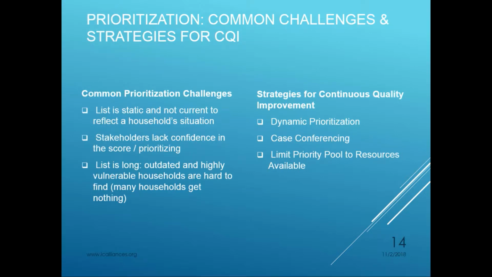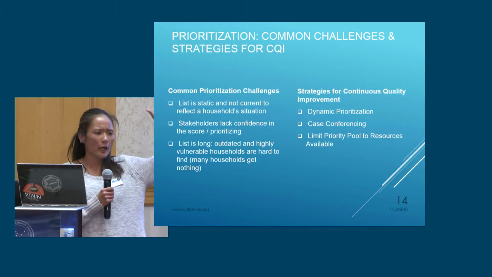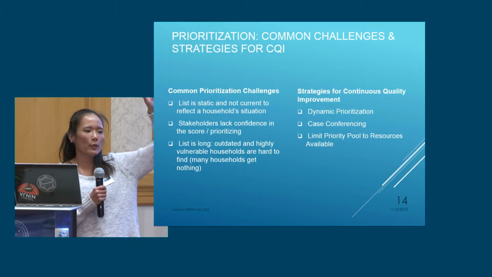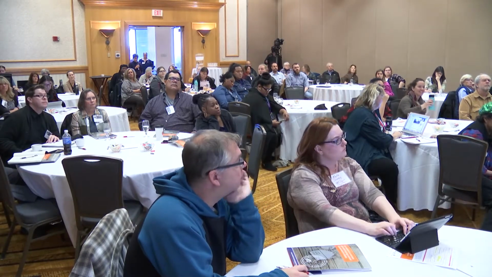So I think if you looked at the left-hand side of this, the common prioritization challenges, people who are already doing coordinated entry are very familiar with that list. So who in this room is already involved in a functional operating coordinated entry system, like right now, today? And who knows that they will be moving in that direction in the coming months?